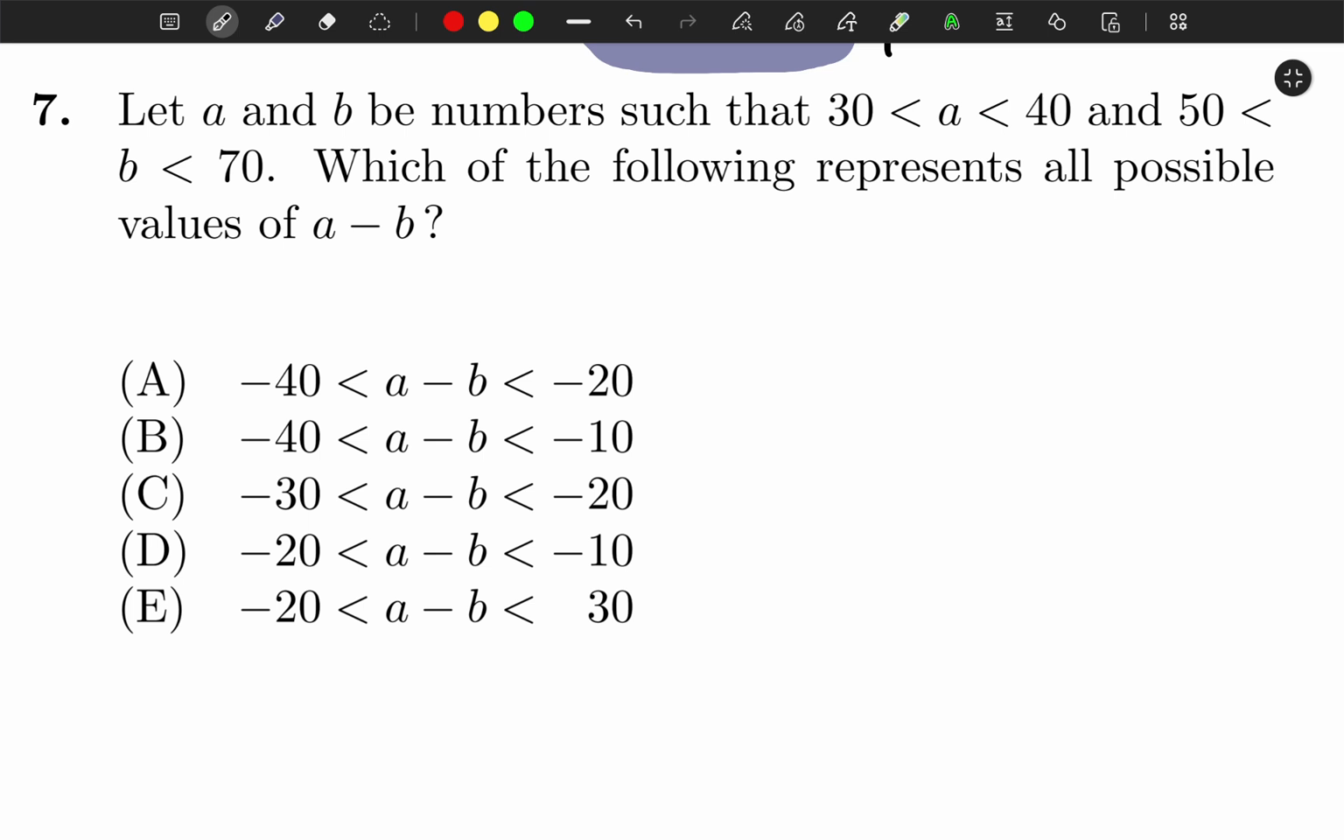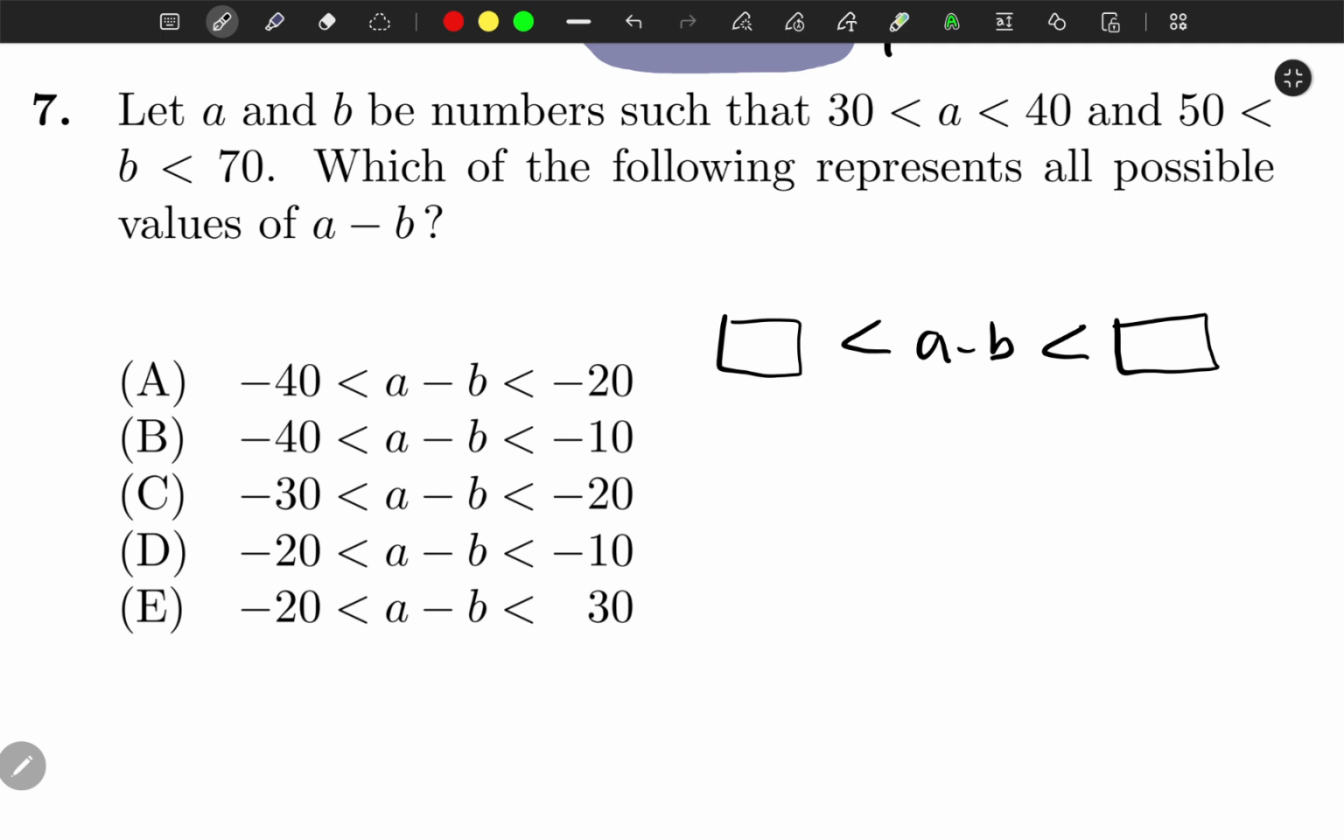Okay, so what can we do? Okay, this is quite an interesting question. So immediately what I'm thinking is we need to find the minimum value, right? Which is going to be a minus b. And then we also need to find this maximum value.